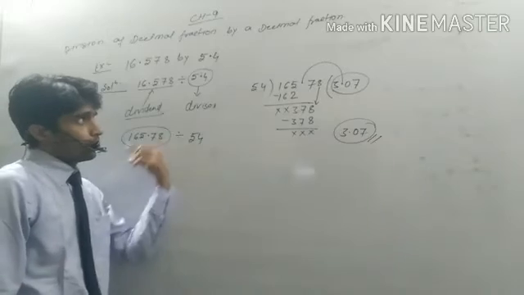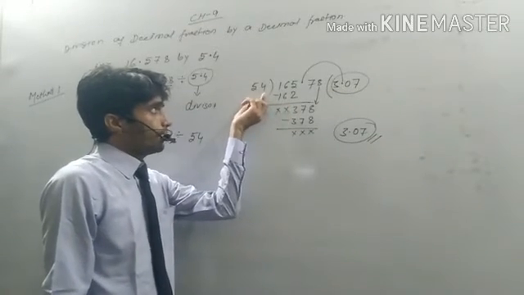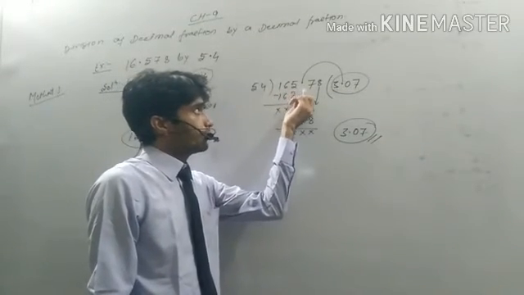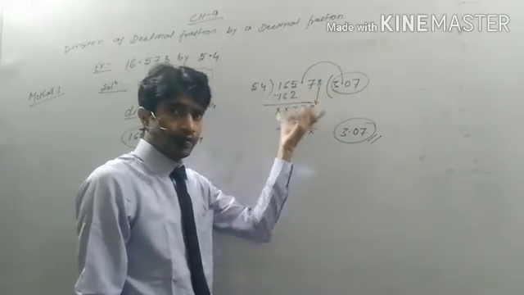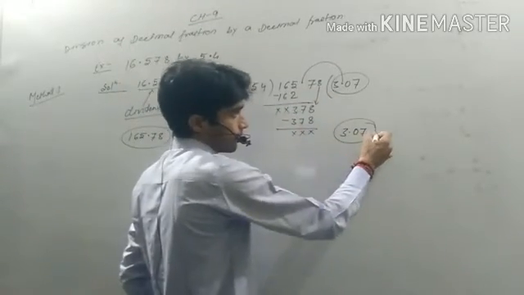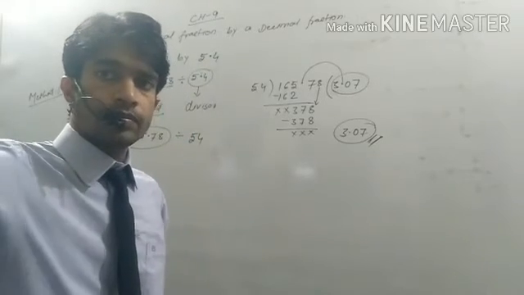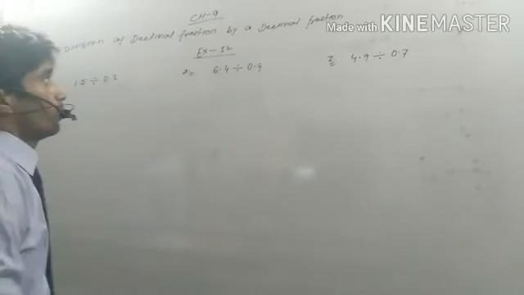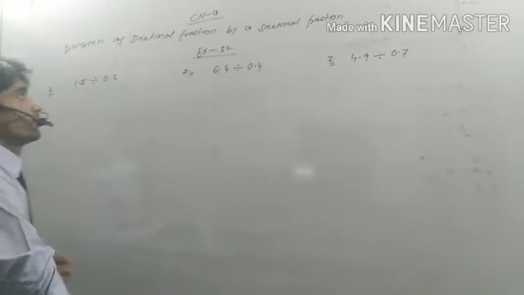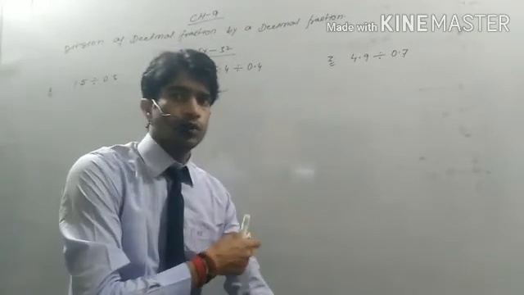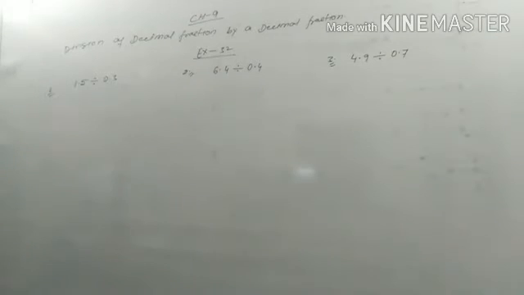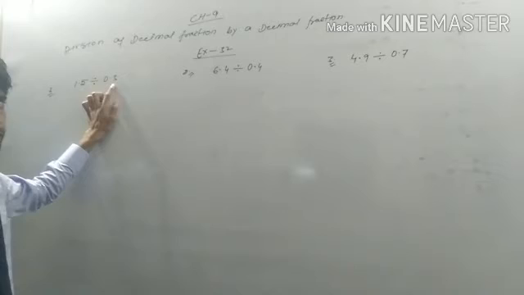Okay, and now divide 54 divides 165.78. Okay, and same process. So our required answer is 3.07. Okay, is it clear? Now we have to solve some questions of exercise 32. So first question is 1.5 divided by 0.3.